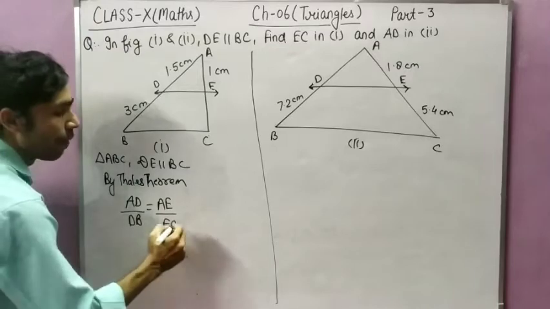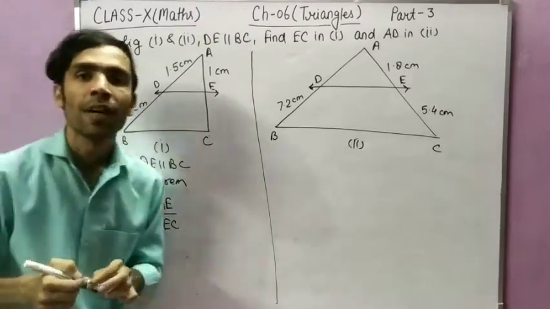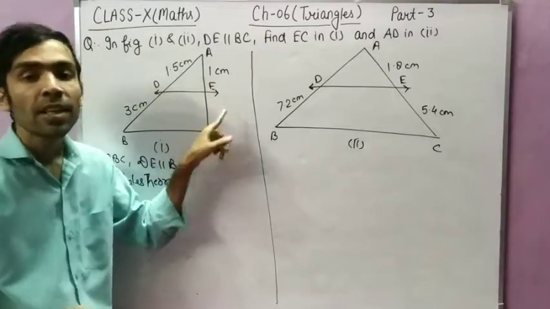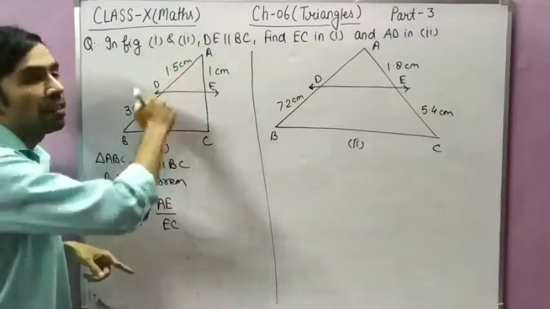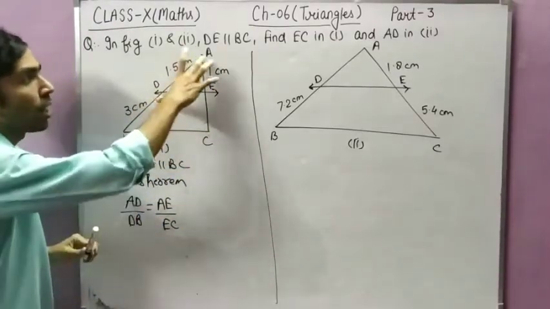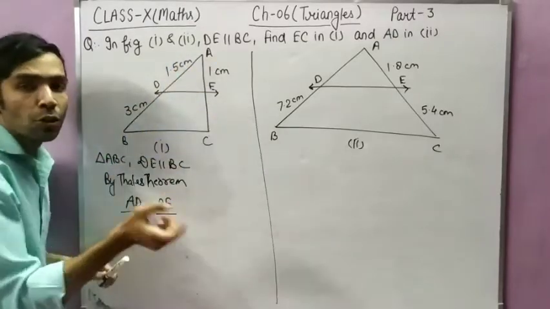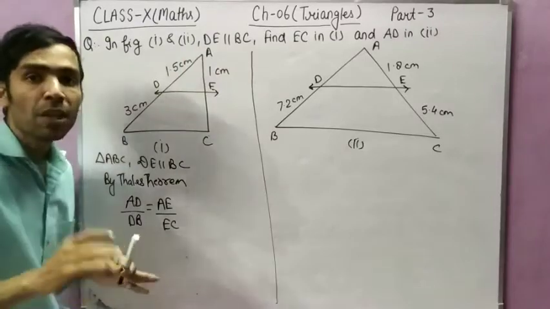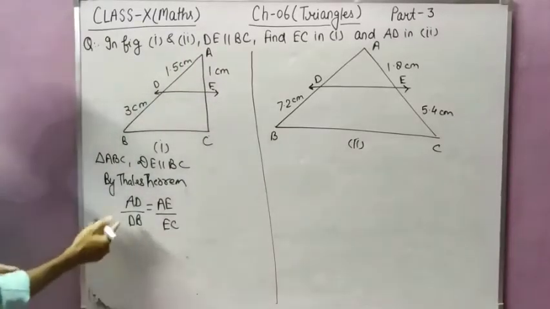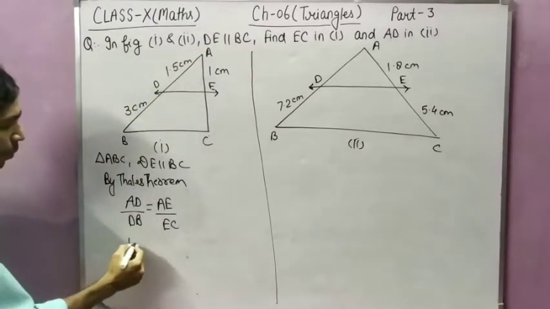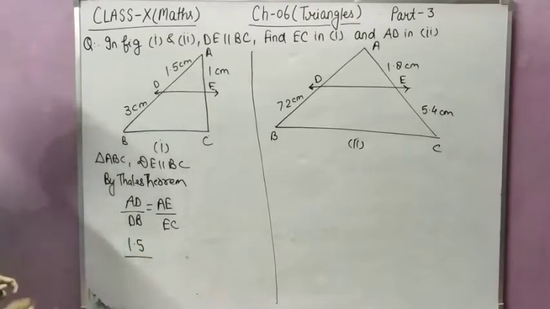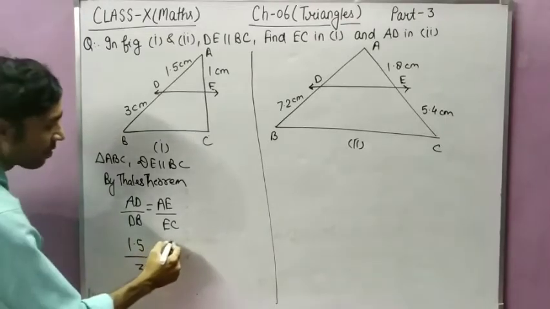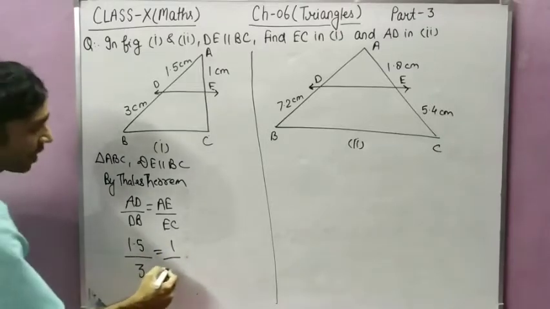We know that when a line is parallel to one side of the triangle and divides the other two sides at distinct points, then the other two sides will be divided in the same ratio. So the other two sides were AB and AC, so the ratio of AD upon DB will be equal to AE upon EC with the help of Thales theorem. The value of AD is given 1.5 centimeter, the value of DB is 3, the value of AE is 1, and the value of EC we have to calculate.